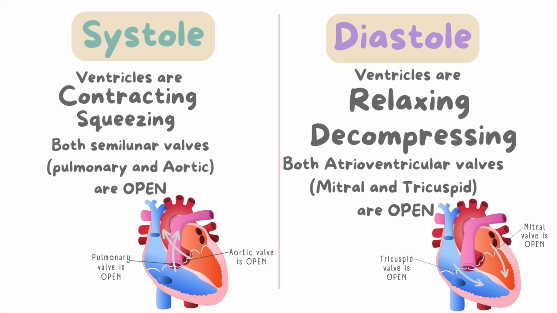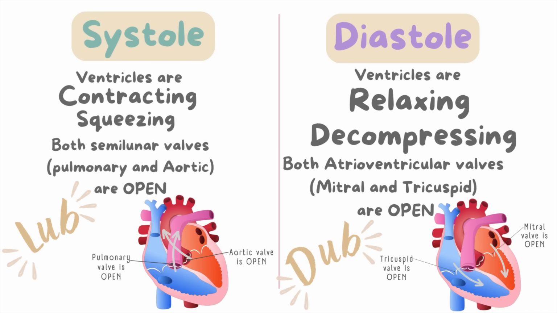There are two normal heart sounds we hear when auscultating the heart. Lub is one sound and dub is the other. These are the sounds of valves closing. During the beginning of systole, the mitral and tricuspid valve close, making a lub sound. Shortly after, during the end of systole and the beginning of diastole, the pulmonary and aortic valve close, making a dub sound. Lub is referred to as S1 and dub is referred to as S2.